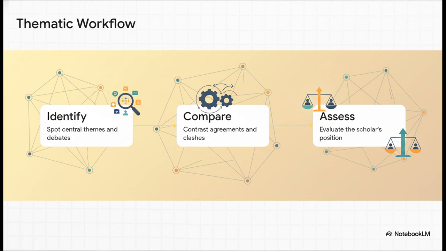Here is your 3-step workflow. Step 1. Identify the central themes, concepts, or theoretical debates right from your matrix. Step 2. Under each theme, critically compare where scholars agree and where they clash, and more importantly, explain why they differ. Step 3. Assess each scholar's position. Are they part of the mainstream, or are they presenting an alternative view? Because grouping your sources by theoretical debate instead of just a timeline, that demonstrates true academic maturity.